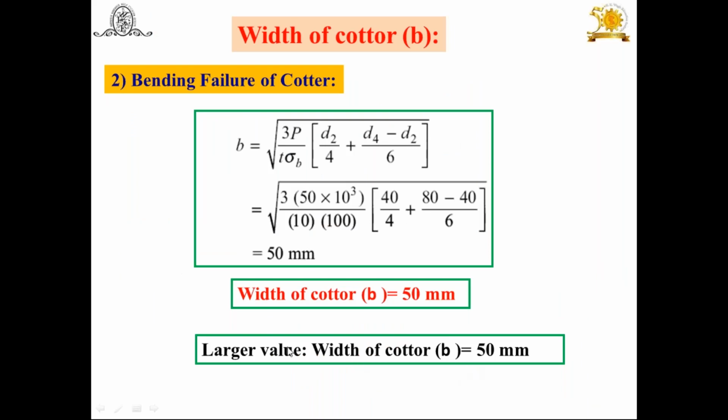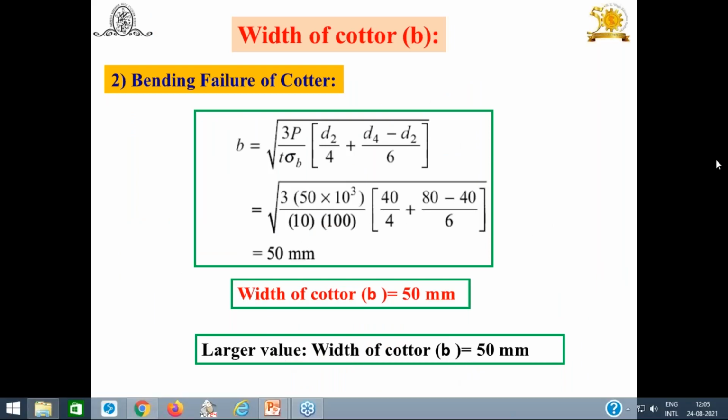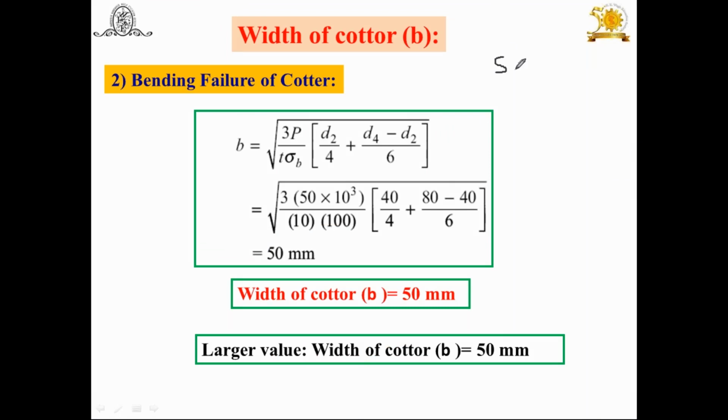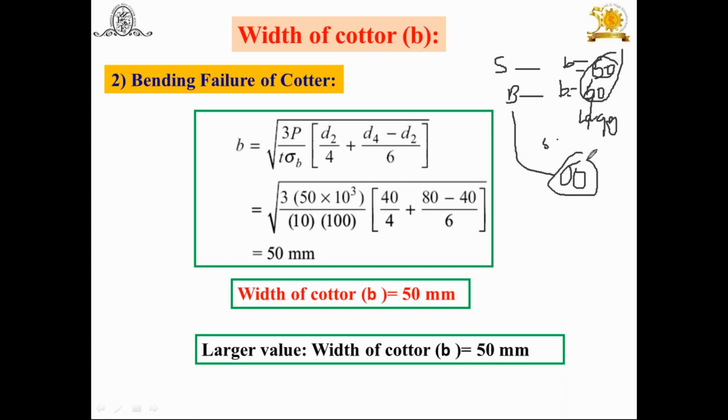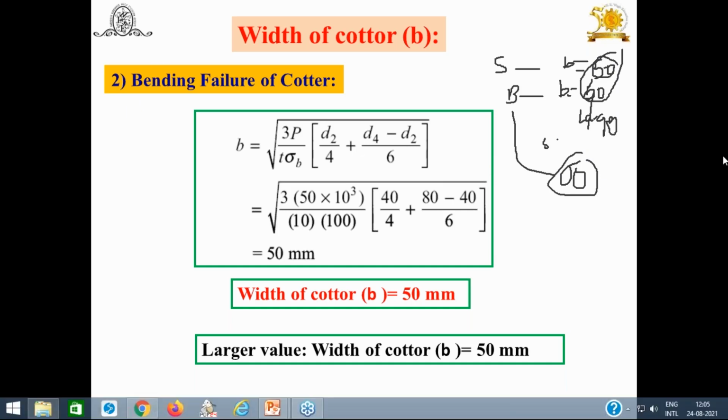So you can consider always the larger dimension. Here remember one thing: against shear, quarter width B is equal to 50, and against bending, quarter width B is equal to 50. In both calculations it is the same. That's why you can take the larger value. Now, suppose against bending it is 40 and against shear 50, so you have to take 50. If against bending it is 60 and against shear 50, you can take 60. Remember this. This is one approach.